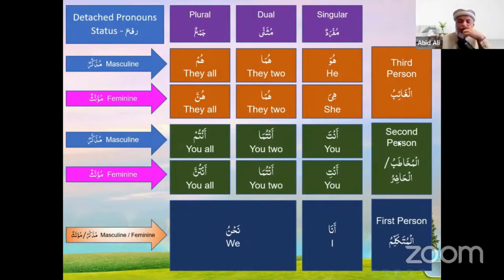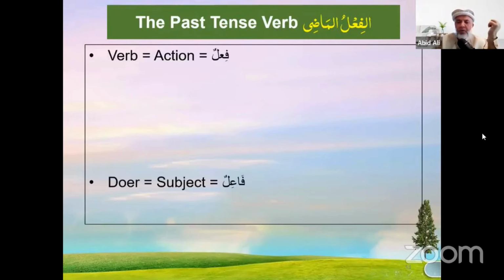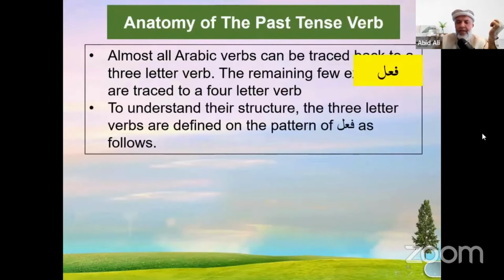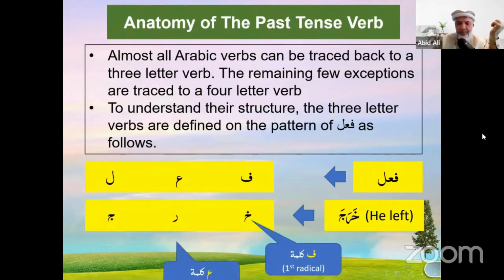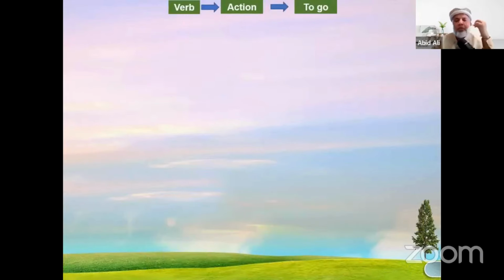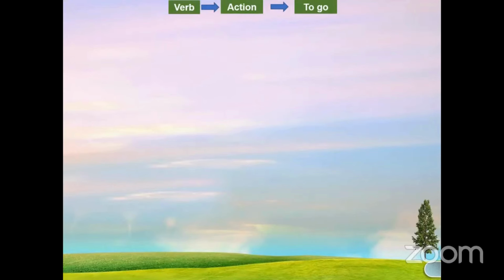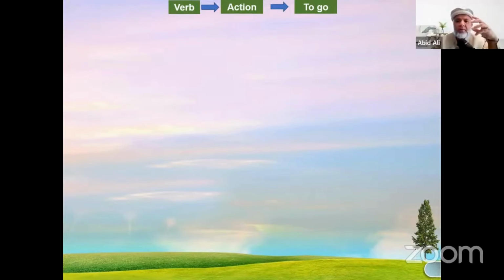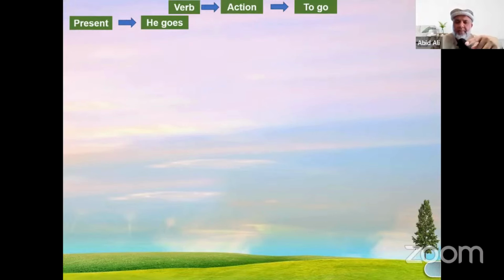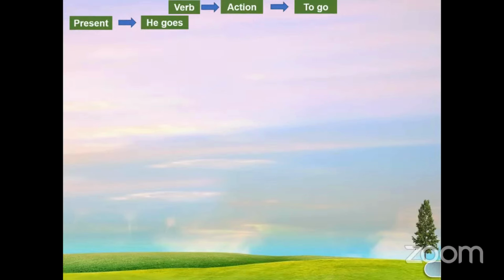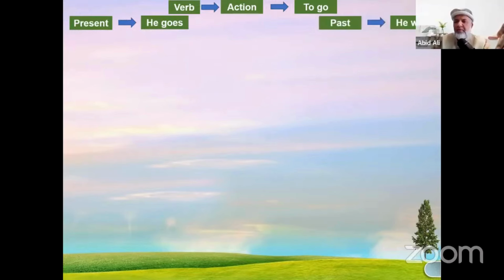So now let's look at something more. I'm going to show you one more chart here, and then we'll come back to this information. Okay. So what we have learned so far, that a verb is an action. Yes? For example, if I want to talk about going somewhere, the action is to go. If I take a present tense, if I want to talk about somebody who's going right now, he's doing the act of going, I would say he goes. Agree? In the past tense, I'm going to say he went.